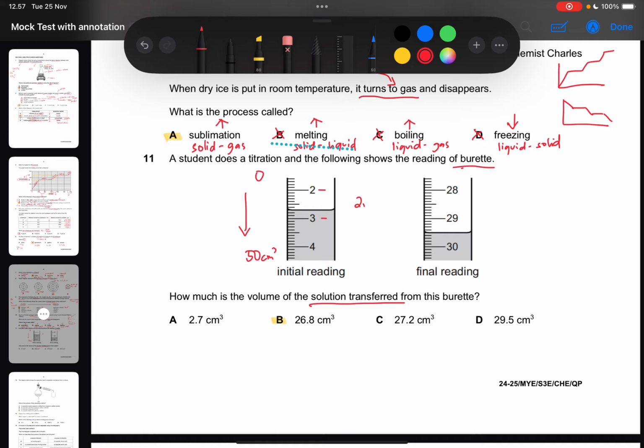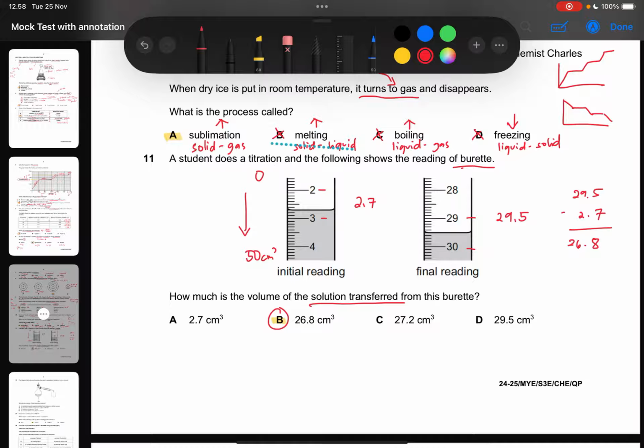So it will be 2.7. While the final reading is 29 above and 30 below. So it is around 29.5. So to get the volume that was transferred, we just need to subtract our initial reading, which is 2.7, from our final reading, which is 29.5. Therefore, our answer is 26.8. So that is letter B.